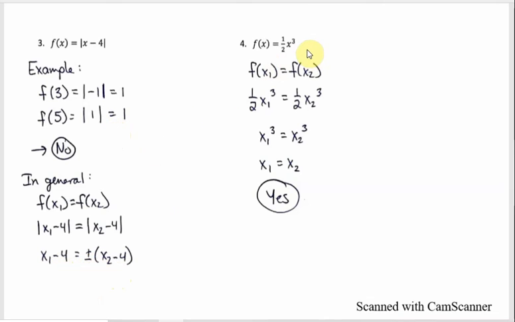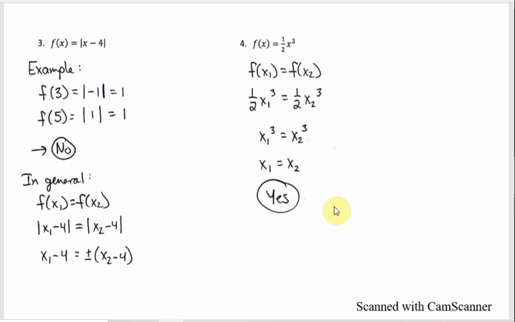Number 4, this one does work. If you set f of x1 equal to f of x2, you end up here. Multiply both sides by 2, you end up here where x1 cubed equals x2 cubed. But with cubes, and really with odd powers, that would force x1 to be equal to x2, so that's a yes.